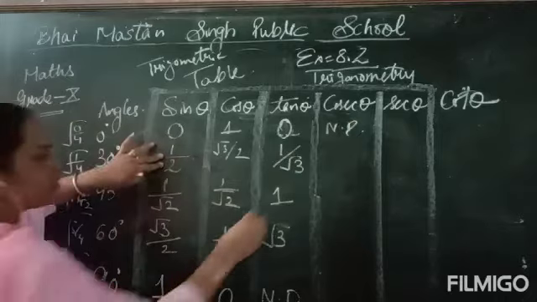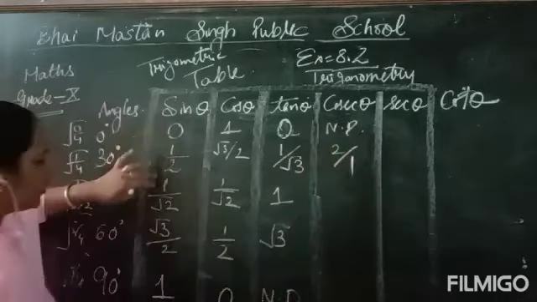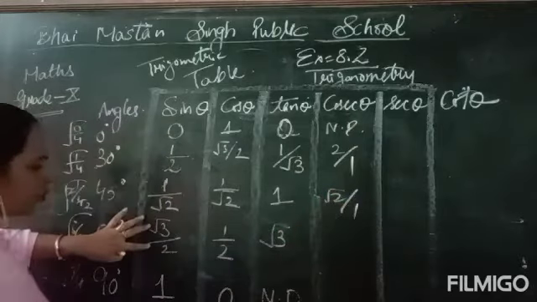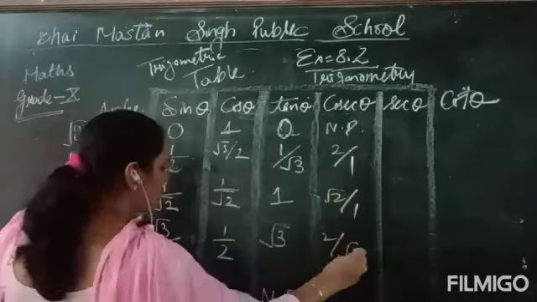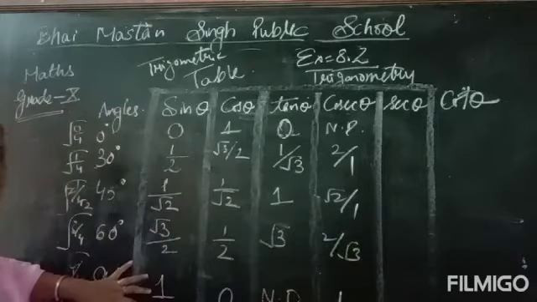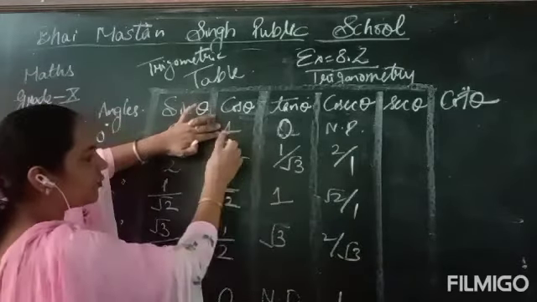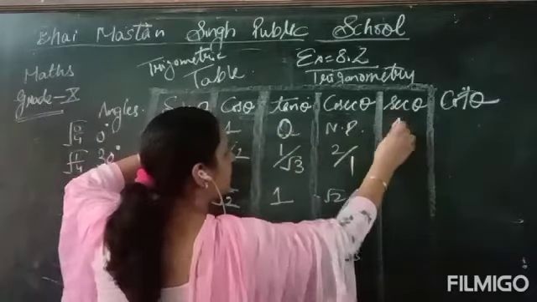Reciprocal of 1 by 2 is 2 by 1. Reciprocal of this one is root 2 by 1. Reciprocal of this is 2 by root 3. Reciprocal of 1 is 1. Okay, now secant value. It is the reciprocal of cos. Reciprocal of 1 is 1.